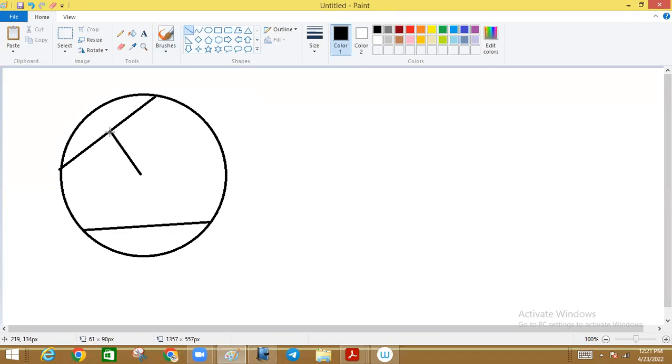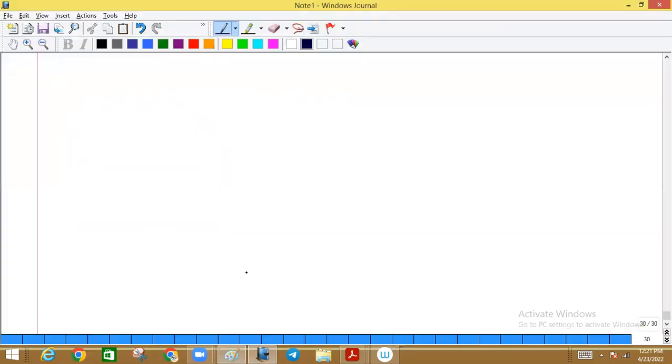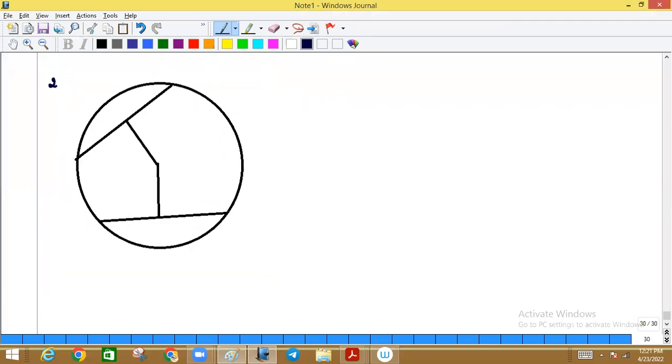Taking two chords, AB is one chord and CD is another chord. I'm taking OP and OQ. OP and OQ are the distances from the center to the chords. What is the distance from the center to the chord AB? It is OP. What is the distance from the center to the chord CD? It is OQ.